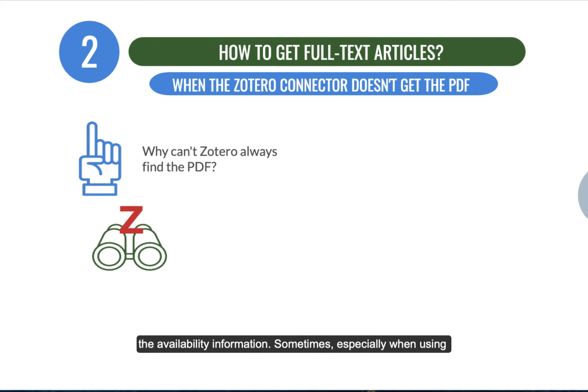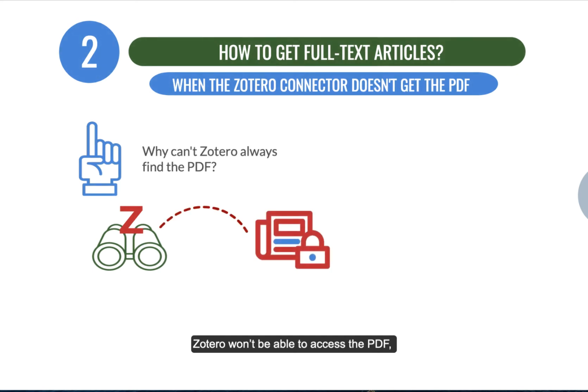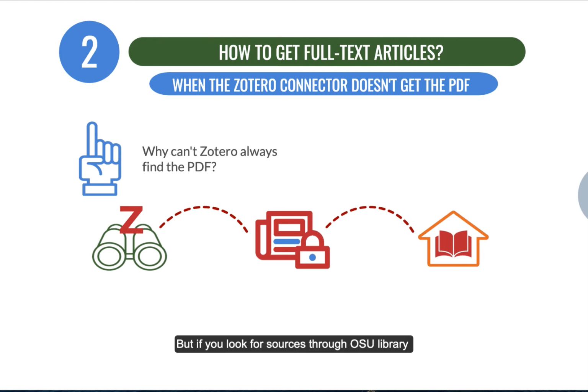Sometimes, especially when using a search tool like Google Scholar, which can show a mix of availabilities, including open source articles and articles that require a subscription, Zotero won't be able to access the PDF, especially if the article is behind a paywall and requires a subscription. But if you look for sources through OSU library databases, Zotero will recognize the article as available to you because the library has paid for a subscription to the publication and will automatically save the PDF.